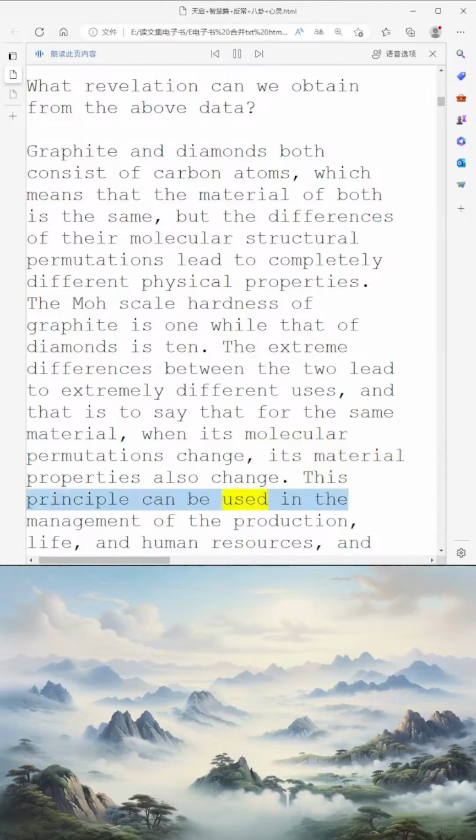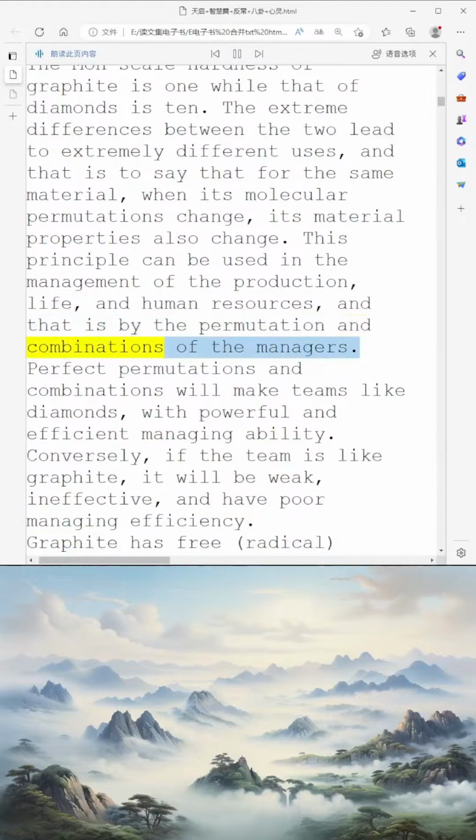This principle can be used in the management of production, life, and human resources, and that is by the permutation and combinations of the managers. Perfect permutations and combinations will make teams like diamonds, with powerful and efficient managing ability. Conversely, if the team is like graphite, it will be weak, ineffective, and have poor managing efficiency.